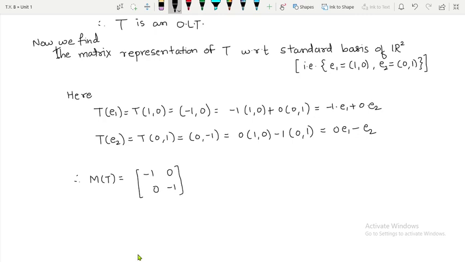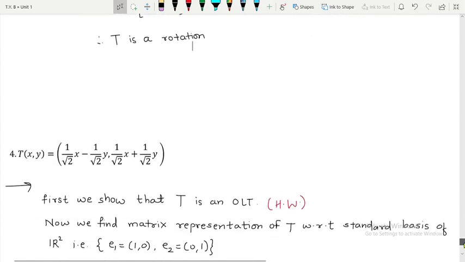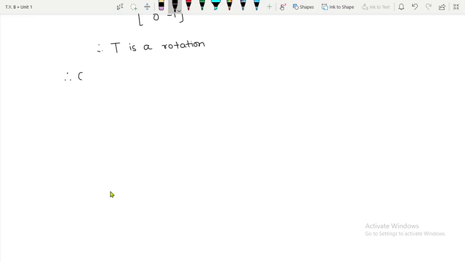And what is the determinant? The determinant of M of T is equal to 1. So therefore it is a rotation. Therefore T is a rotation. So we are going to compare the M of T with the matrix of rotation.